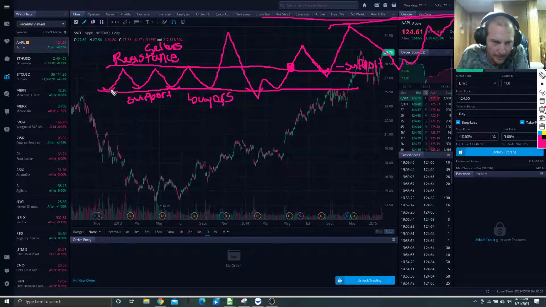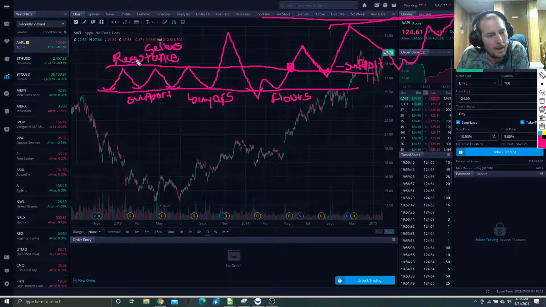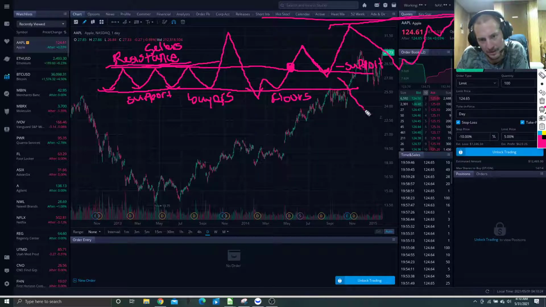So remember that floors, here are your floors, and ceilings. Sometimes your ceilings become floors when they break out and it retests as a new support, and sometimes your floors become ceilings if it breaks down and retests as new resistance. Cool. So there's the very basic concept.